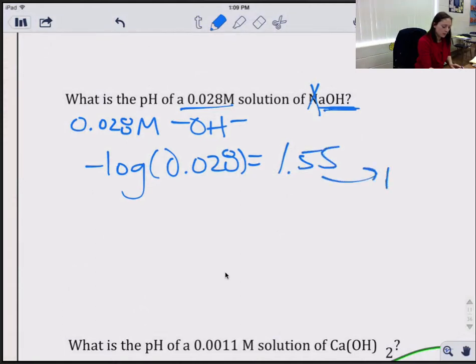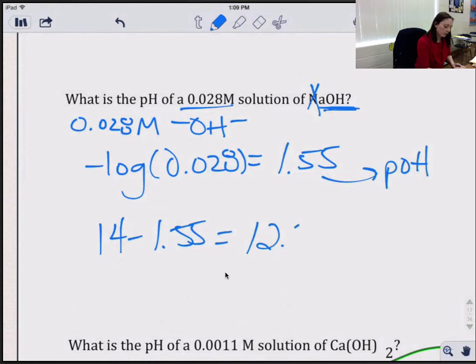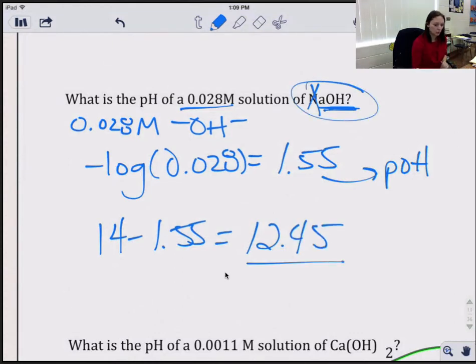But that number is my pOH. I want a pH. Well, the two together add to 14. So I know 14 minus 1.55 should be 12.45. It should be a large pH because that is a base. You should not have a low pH.